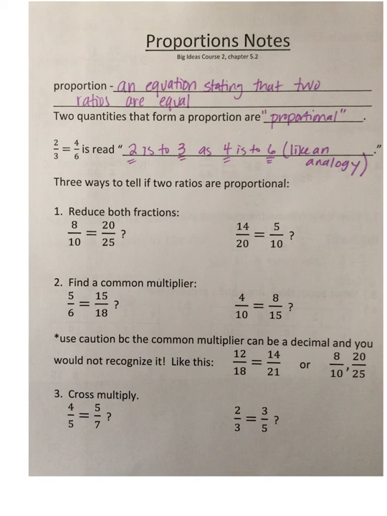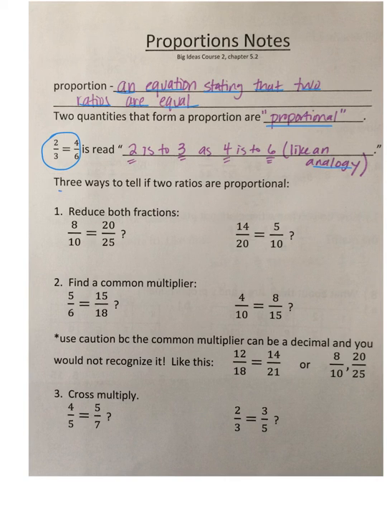Proportions notes. By definition, a proportion is an equation stating that two ratios are equal. You should be filling in your notes as you follow along with me. Two quantities that form a proportion are considered to be proportional. 2 to 3 equals 4 to 6 is really read as 2 is to 3 as 4 is to 6, like an analogy.